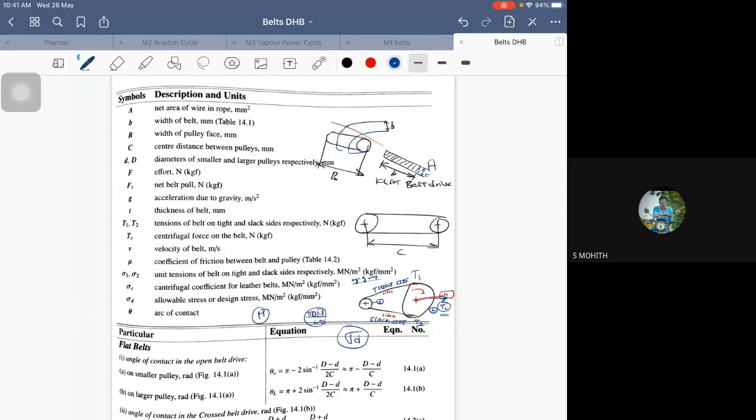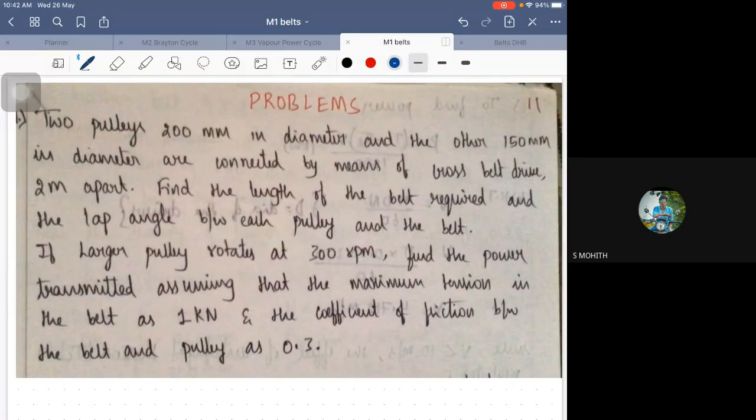Okay, now take this particular problem. Please copy it. We'll just try to solve this particular problem today. Try to draw a diagram also.